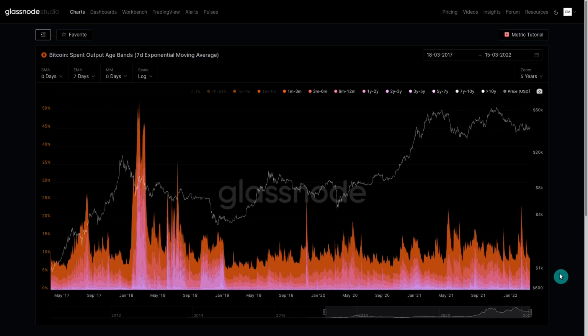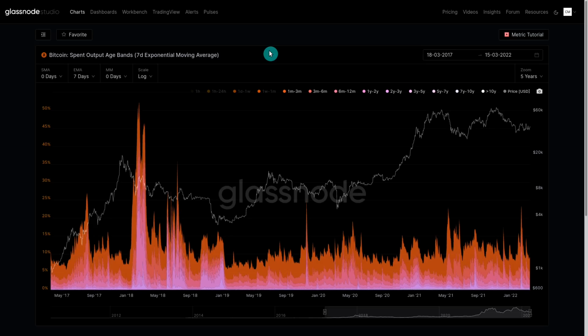So now we're going to jump across to the spent output age bands. Again, I have a 7-day moving exponential moving average applied here. Now what this metric looks at, so we've seen that lots of coins were being spent and the amount of losses that they were realizing was significant. So what we're now looking at is how old were those coins.